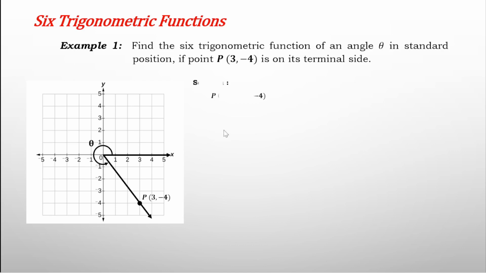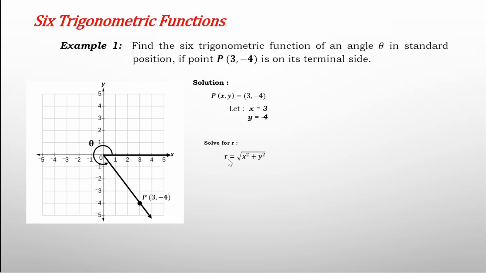First, we are going to identify the coordinate x and y. Since point P is the given point, that is our coordinate x and y, which is the coordinate 3 and negative 4. So we are going to let x be equal to 3 and y be equal to negative 4. Next, we have to solve for r using the Pythagorean theorem.